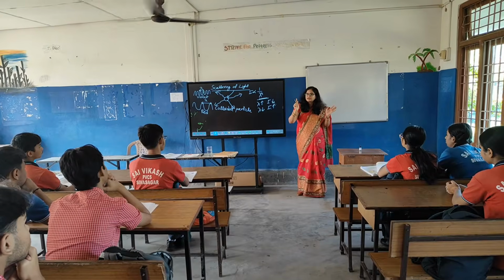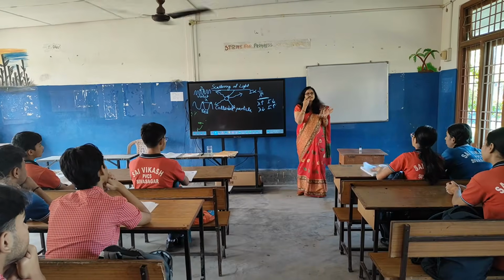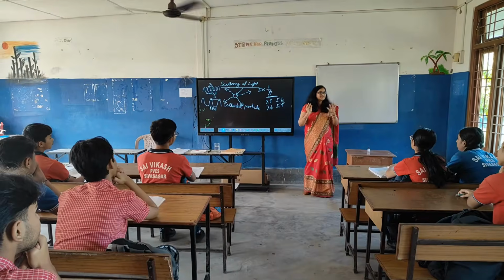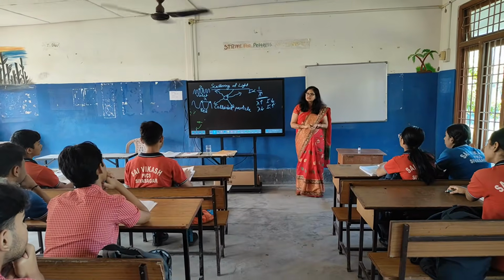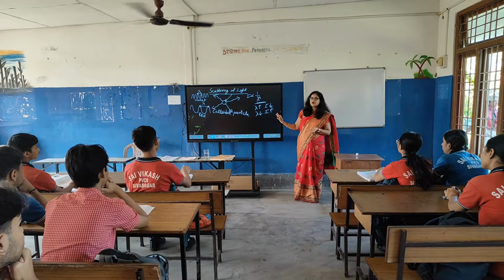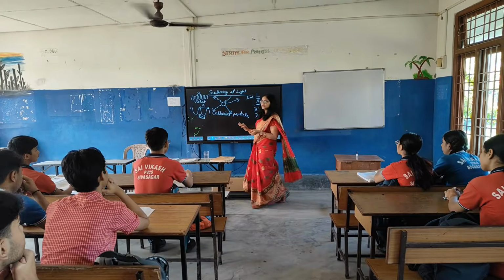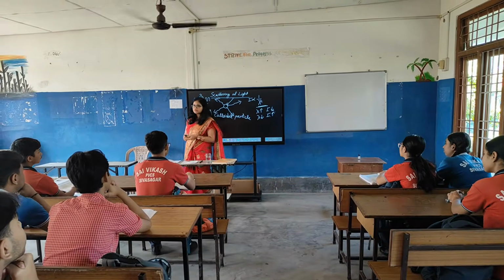Which light is not scattering maximum? Red. So red will reach our eye directly without scattering much. So we are able to see the red light. This is called scattering of light. Is it understood, all of you? Clear? What is scattering of light?